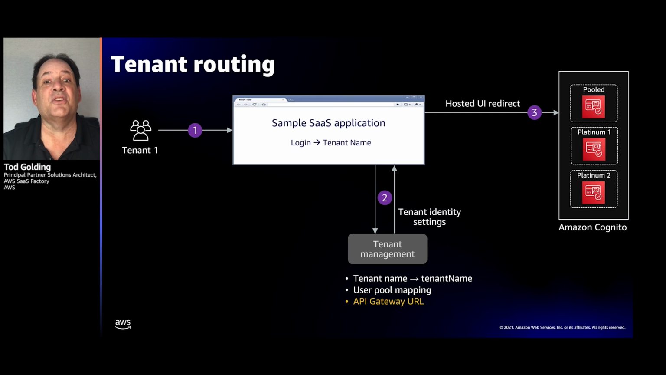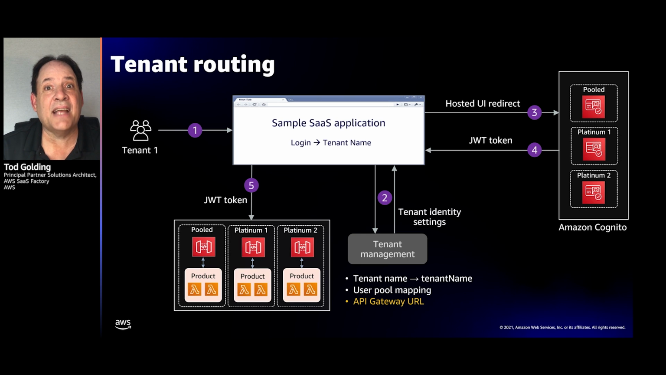So here we'll essentially say which user pool, depending on what kind of tenant you are. If you're a pooled tenant, I'll authenticate you against that shared user pool. If you're a siloed tenant, a platinum tier tenant, you'll have a separate user pool and I'll authenticate you against that. But ultimately I authenticate, and back from that comes a JWT token. And now with that JWT token and that URL, I know what stack to route you to.